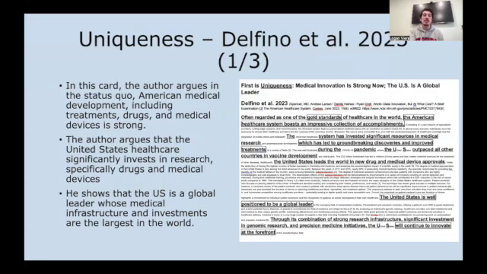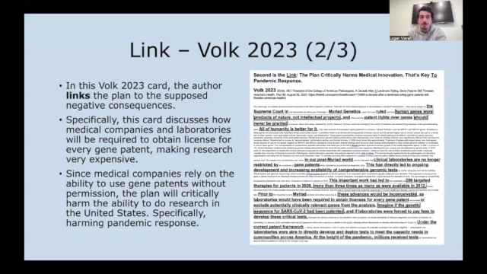So let's look into how the pharmaceutical DA functions. The first, like we said, is uniqueness, right? What is good right now? Well, according to Delfino 23, it says that medical innovation is very high right now. And it makes this claim by looking at treatments for drugs, medical devices, and other forms of investment that are very high and leading to a lot of groundbreaking discoveries. And so the author shows that right now the US is the global leader of medical innovation and investment.